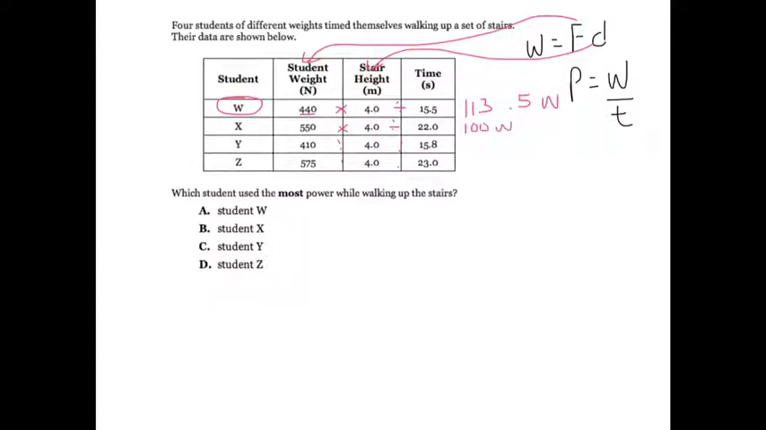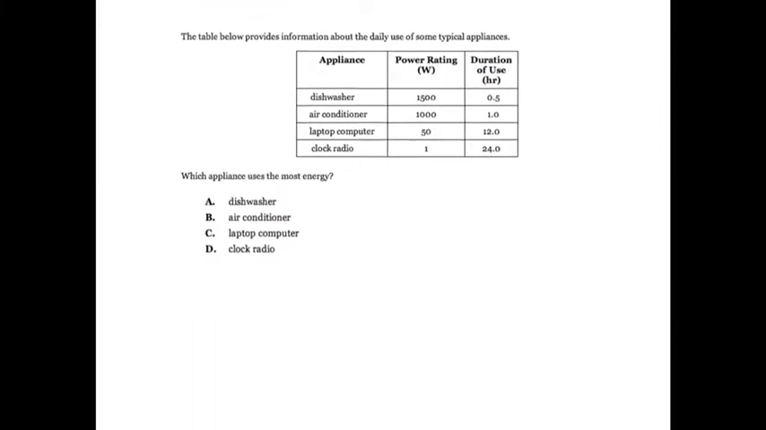Student Y, 410 times 4 divided by 15.8 nets us 103.8 watts. And then student Z, 575 times 4 divided by 23 is also 100 watts. So student W is our winner. Most power done. Remember, work is transfer of energy. Power is the rate at which you complete work. All right, let's move on to our next one.